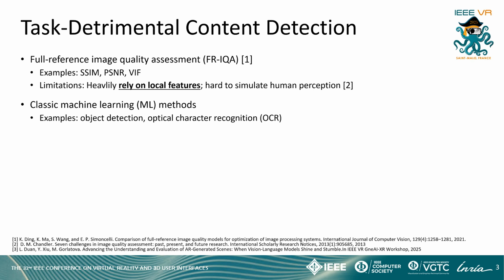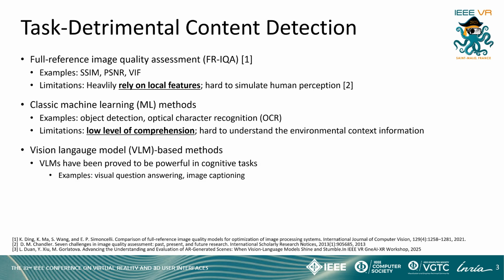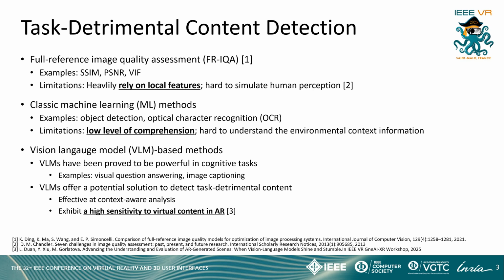Other methods are usually based on machine learning methods, using object detection models or optical character recognition models to understand scene information and evaluate the virtual content. But these methods still remain at a low level of comprehension and find it hard to understand the environmental context information. Recently, vision language models, which integrate both visual and textual understanding for cognitive tasks, such as image captioning, reasoning, and visual question answering. Vision language models offer a potential solution to detect task detrimental content because it is effective at context-aware analysis. More importantly, in another work of ours, we discovered that VLMs are also highly sensitive to the virtual content in AR.